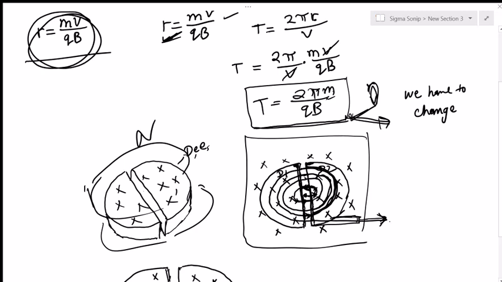We have to change polarity in T over 2 times, which basically becomes pi m over qB. Because in one circle we have to change the polarity twice. In one circle, the particle crosses the gap twice, so this is the time for one circle, and in one circle the polarity has to be changed twice, which means we have to change it every pi m over qB.